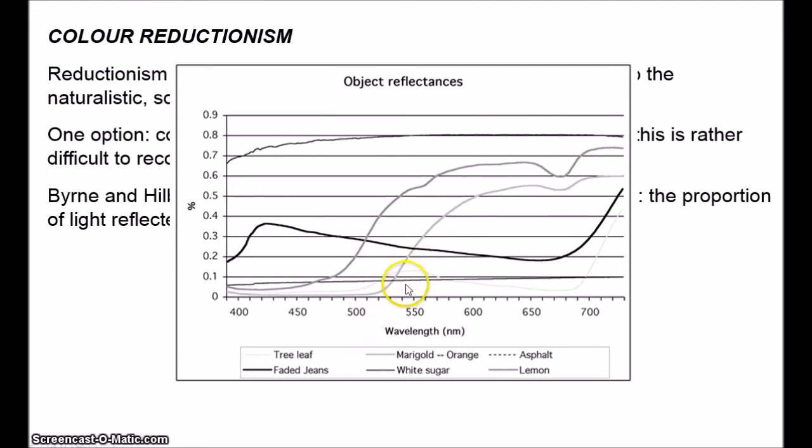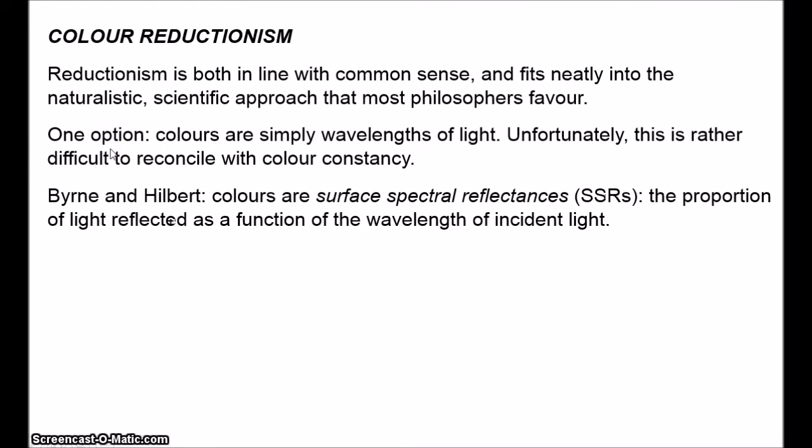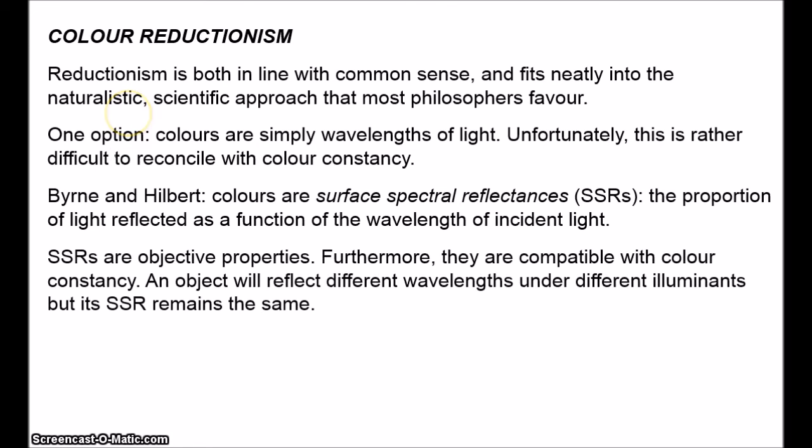This slightly lighter grey line is a marigold or an orange. As you can see, that's shifted to the longer wavelengths, as you'd expect, because oranges and marigolds are redder than lemons. So that's fairly simple. Now, unquestionably, surface spectral reflectances are properties of objects. They are objective. They're mind independent. And furthermore, they're compatible with colour constancy.